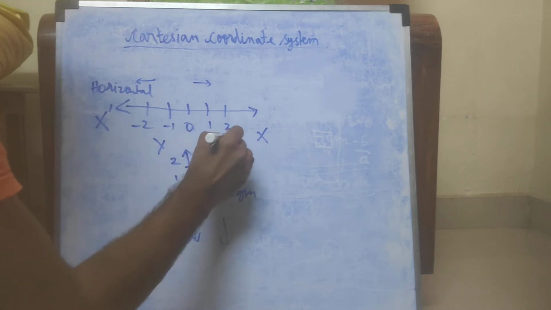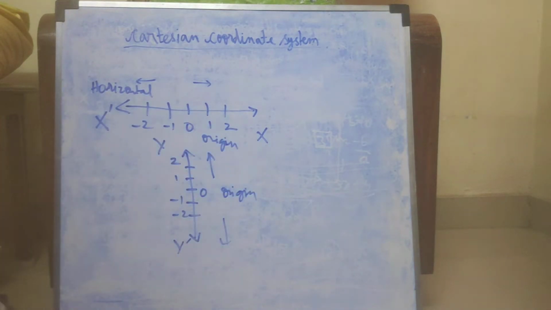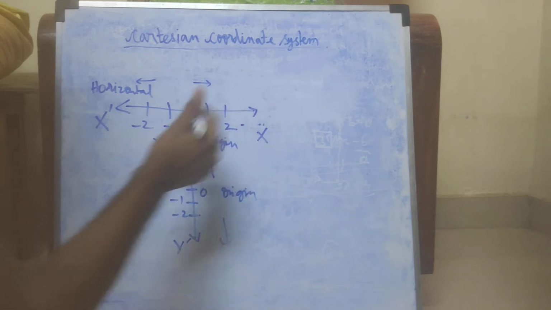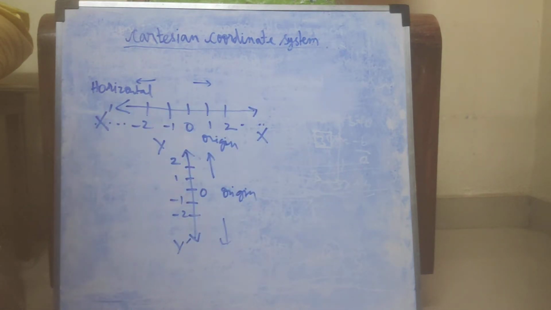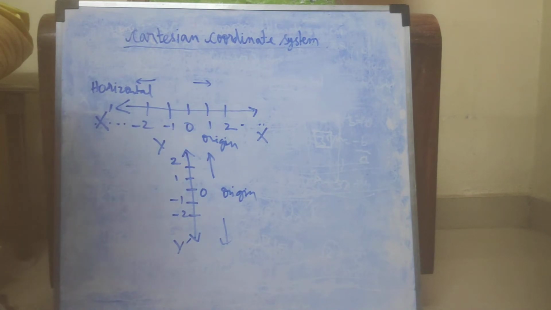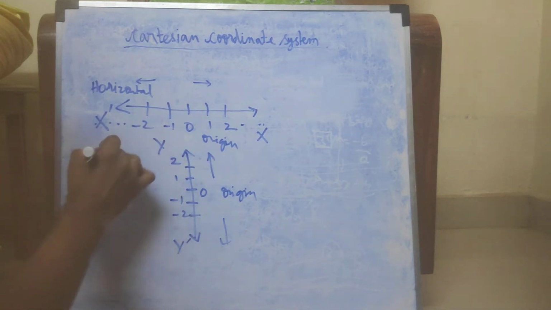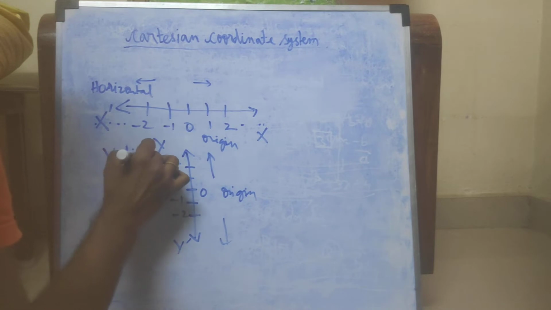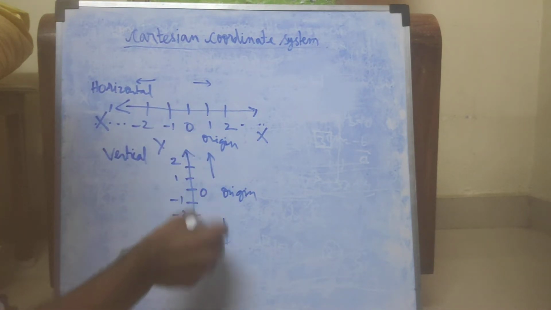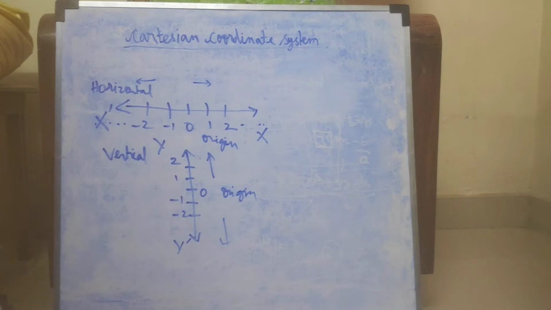So both the axes start from 0. On the right hand side it will be positive numbers 1, 2, 3 etc. And similarly on the left hand side, for the horizontal one, it will be negative numbers. Similarly, for the vertical number line, if we go upwards, positive numbers, and downwards, negative numbers.